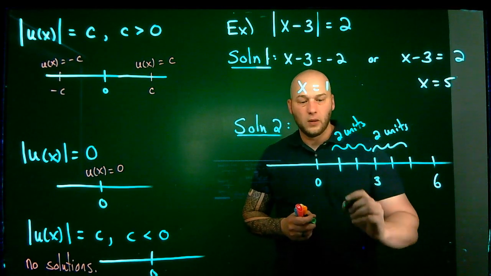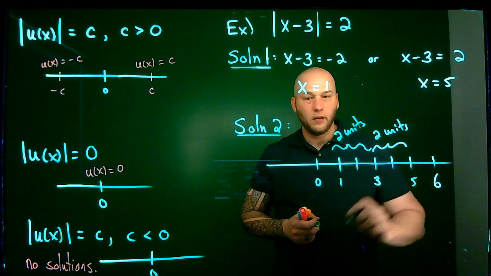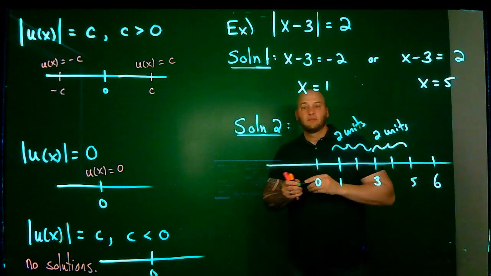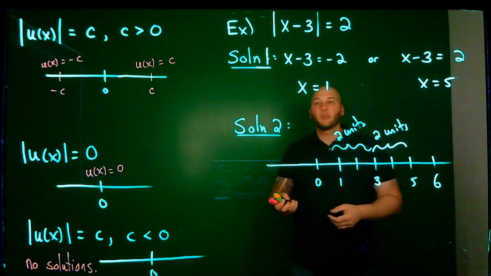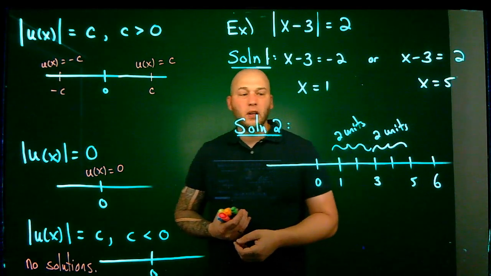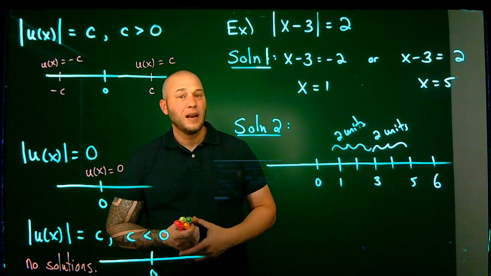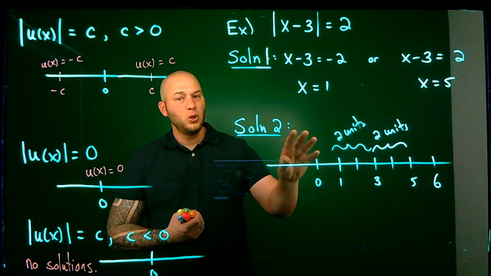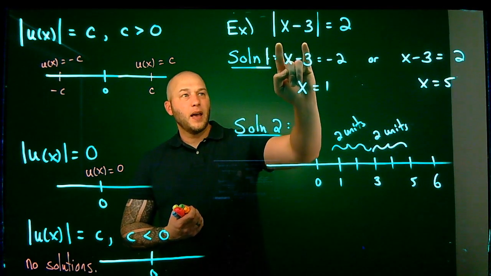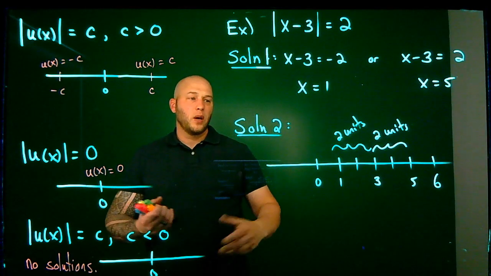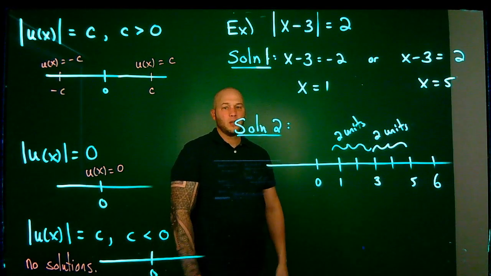What are those values? 1 and 5. And that's what we just came up with, was 1 and 5. Either way works. I would say in practice you're going to use solution 1 more often, but solution 2 is another way to consider. Now, of course, solution 2 is only applicable if I have a linear equation. If I have a quadratic equation, then you're going to want to use solution 1.